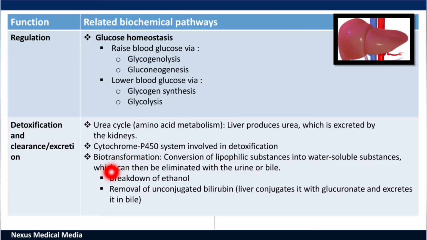Right, so in this case, there is breakdown of ethanol and removal of unconjugated bilirubin. Right, so the liver will conjugate it with glucuronic acid, and it will excrete it in bile.